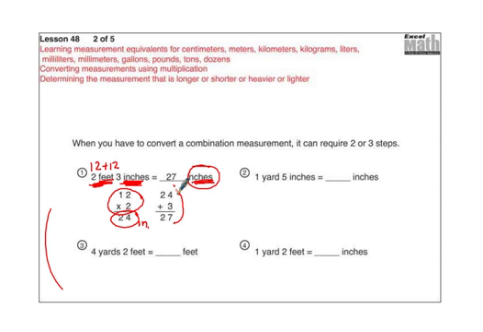1 yard 5 inches is equal to how many inches? Again, look at, we have inches, inches. So we already have this in the proper format for the inches. We just have to change the yard into inches.